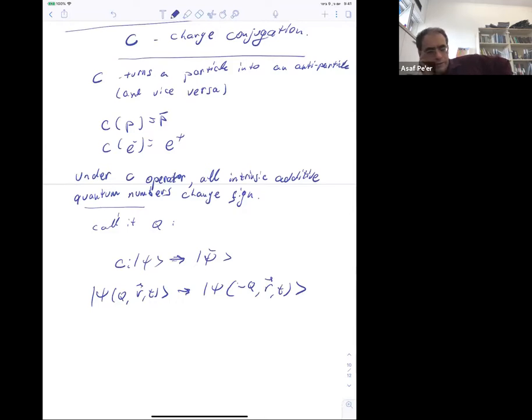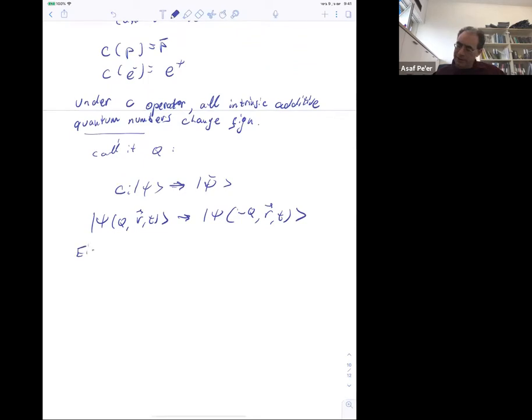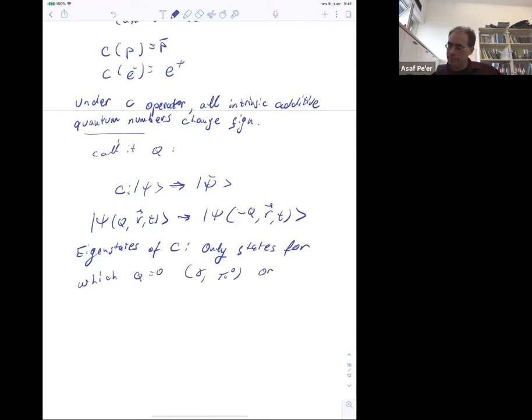So only particles for which Q is equal to 0, such as the photon or the zero-charge pion, pi 0, or states that are composed of a particle and antiparticle, such as a pair of electron and positron, or a quark and antiquark, are eigenstates of C. So eigenstates of C are only states for which Q is equal to 0, such as photon, pi 0, or particle plus antiparticle, e minus plus e plus, quark plus antiquark, etc.